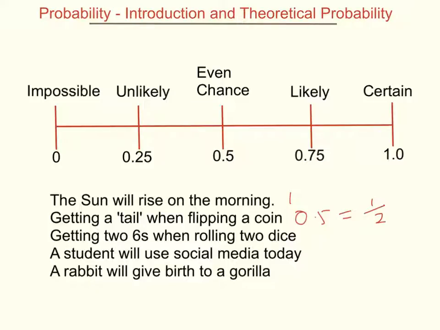Getting 2 6s when rolling 2 dice, there's only one way of that happening out of 36. So that's 1 out of 36 different ways. That means it's unlikely or very unlikely for that to happen. It's down this end here, close to 0. It can happen, but it's not likely.